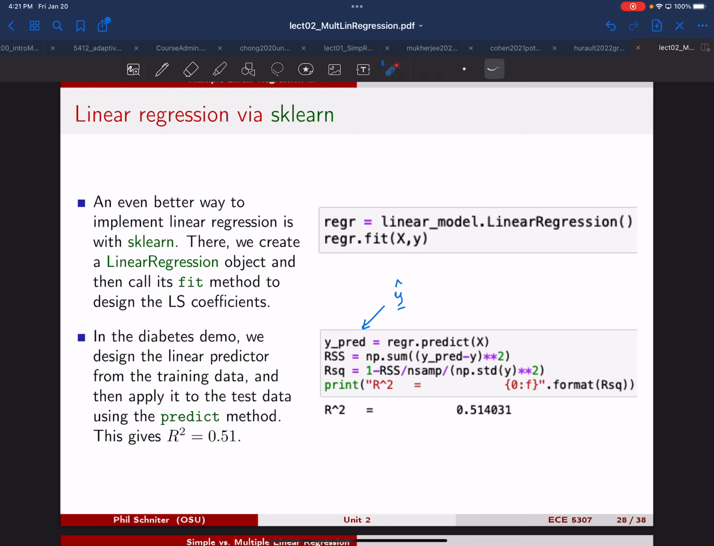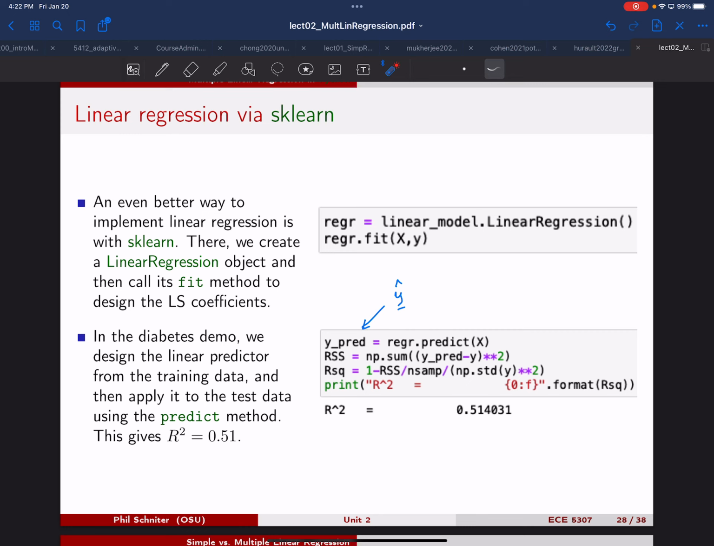And then you can see that we can compute RSS just by taking y predict minus y. That will create the difference of what we call epsilons, the residuals. This star star 2 will square every entry in that vector, and then we will sum across that vector to finally get our RSS.